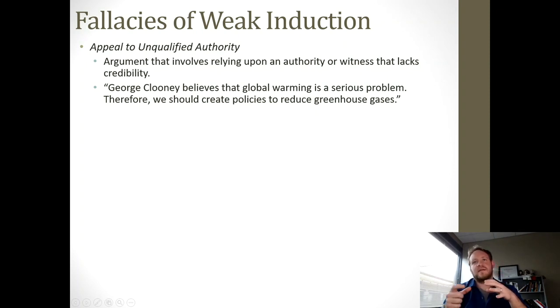So the problem here is that George Clooney saying it doesn't have anything to do with his expertise, which is acting, right? If this was an argument about how we can become actors or what we should do to act well, then he's a qualified authority, right? But not being a qualified authority, again, it doesn't make the conclusion false. It just doesn't help make the conclusion any more likely to be true, right? If you're dealing with an unqualified authority.